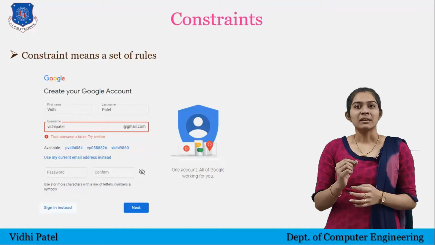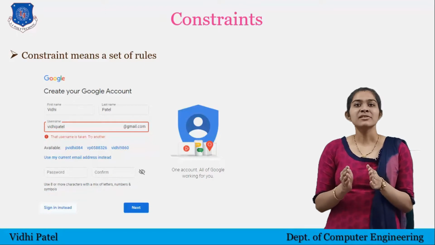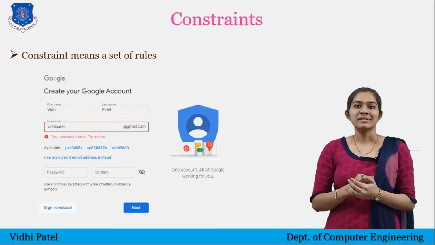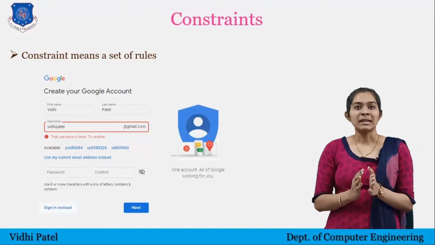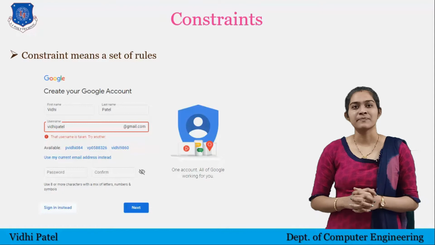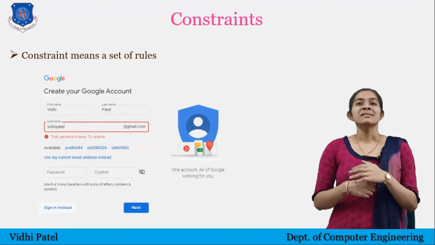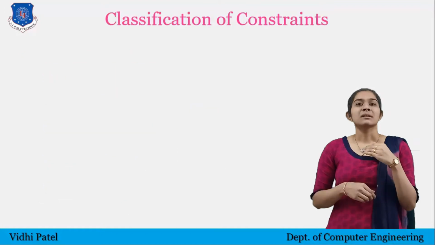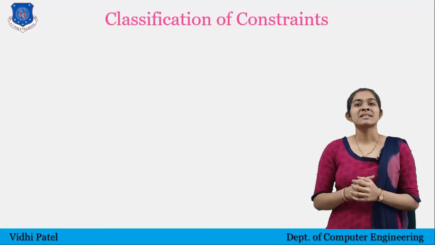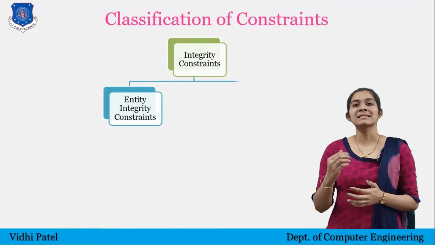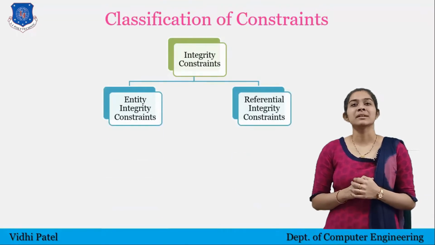So, when data is manipulated, some rules, constraints should be followed. Oracle provides various kinds of constraints to ensure validity, correctness and consistency of the data in a database. Constraints are applied on the attributes, on the columns. The constraints can be broadly classified into two categories. One is entity integrity constraint and second is referential integrity constraint.